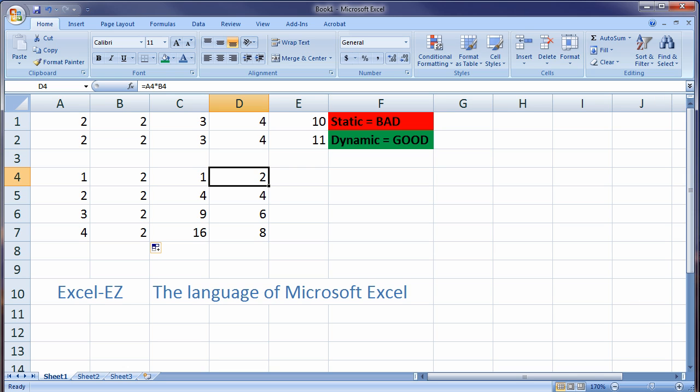I hope this starts your learning in Excel. Take your time, understand this, make sure you practice. This is one of the keys to Excel, and it will make Excel very easy.